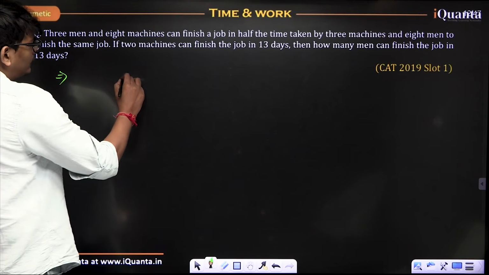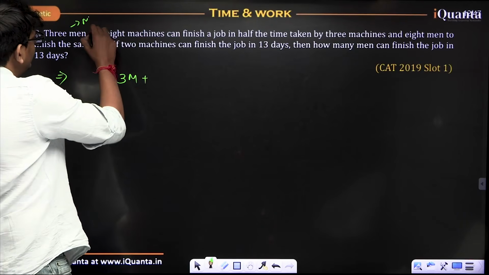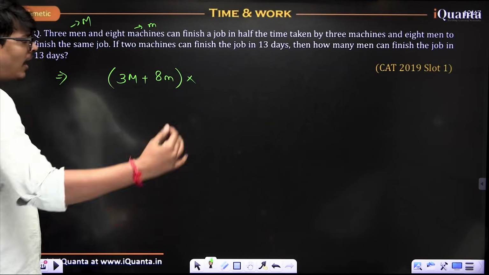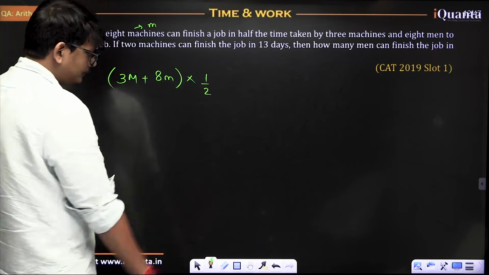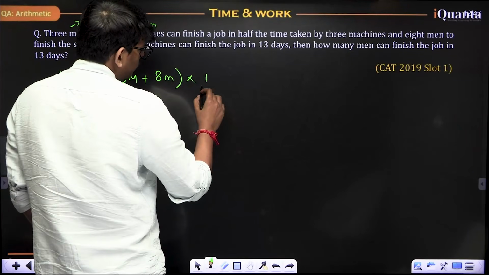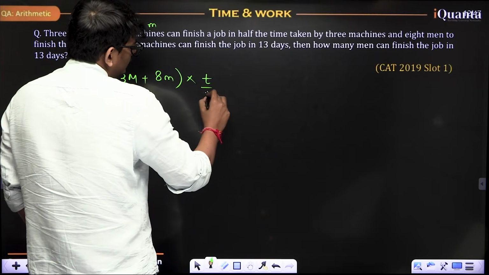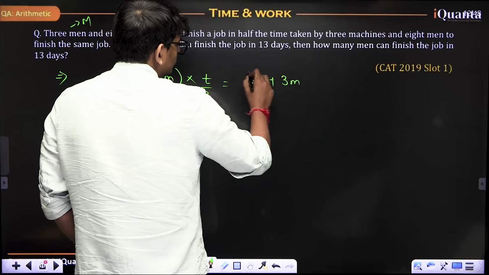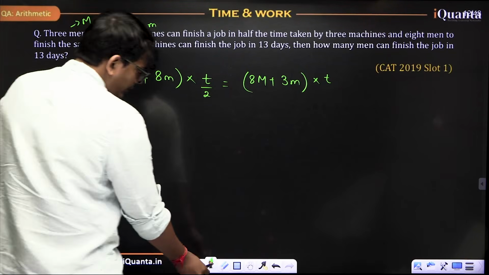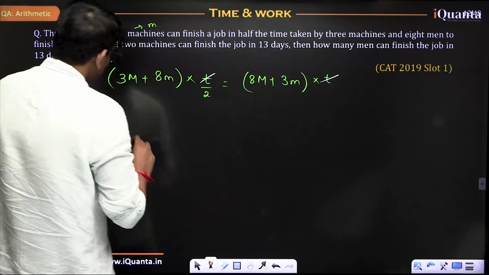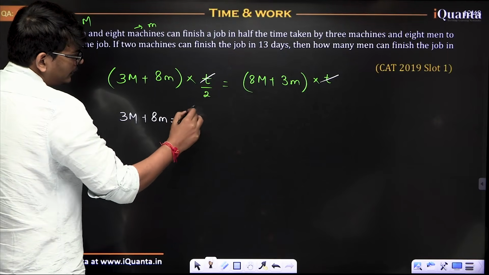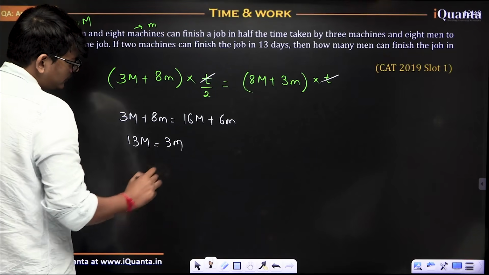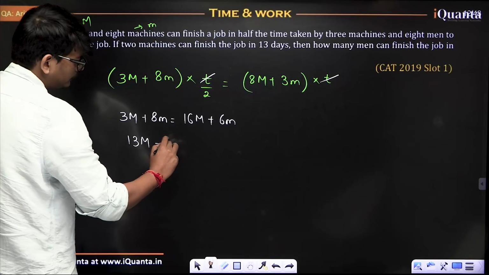Next, 3 men. So men I am taking capital M, machines I am taking small m. 8 machines can finish a job in half the time taken by, so half, let's say 1 by 2 hours, or you can take T by 2, whatever you feel like. 3 machines and 8 men. Okay, time is half, right? So you can see this T got cancelled out. So we can say 3 men, 8 machines, 16 men, 6 machines. So I can say 13 men is equivalent to 2 machines.